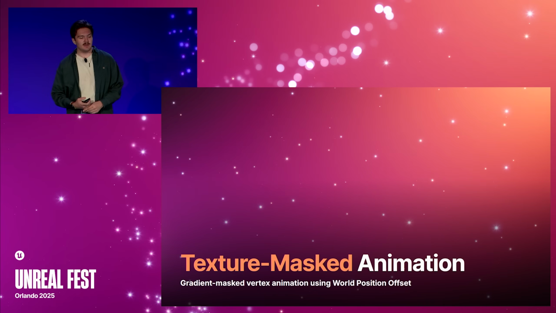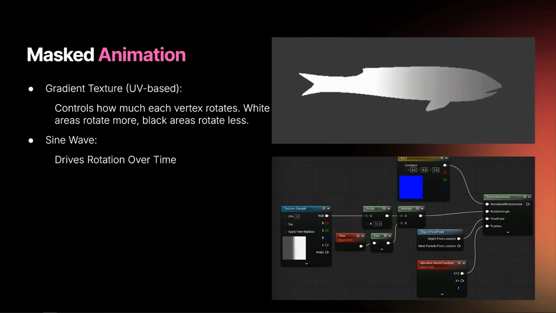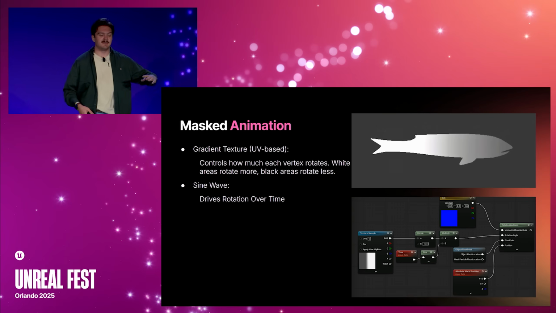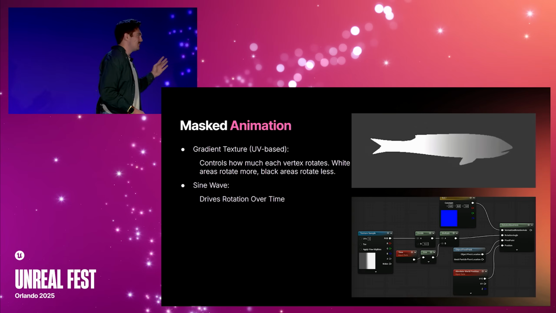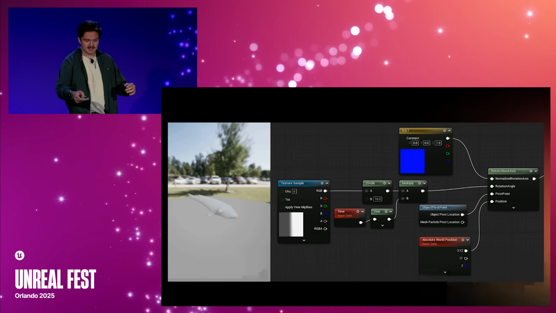Another really useful thing that you can work with when making materials is to use textures to control your animation effects. So here we have this fish model with a gradient texture, and the point of the texture is to control the amplitude of how far we turn each vertex, each frame. So the brighter areas of the fish allow for more rotation per vertex, and then we multiply it by the sine of time to have the tail of the fish spin back and forth. So in action, it looks like this.